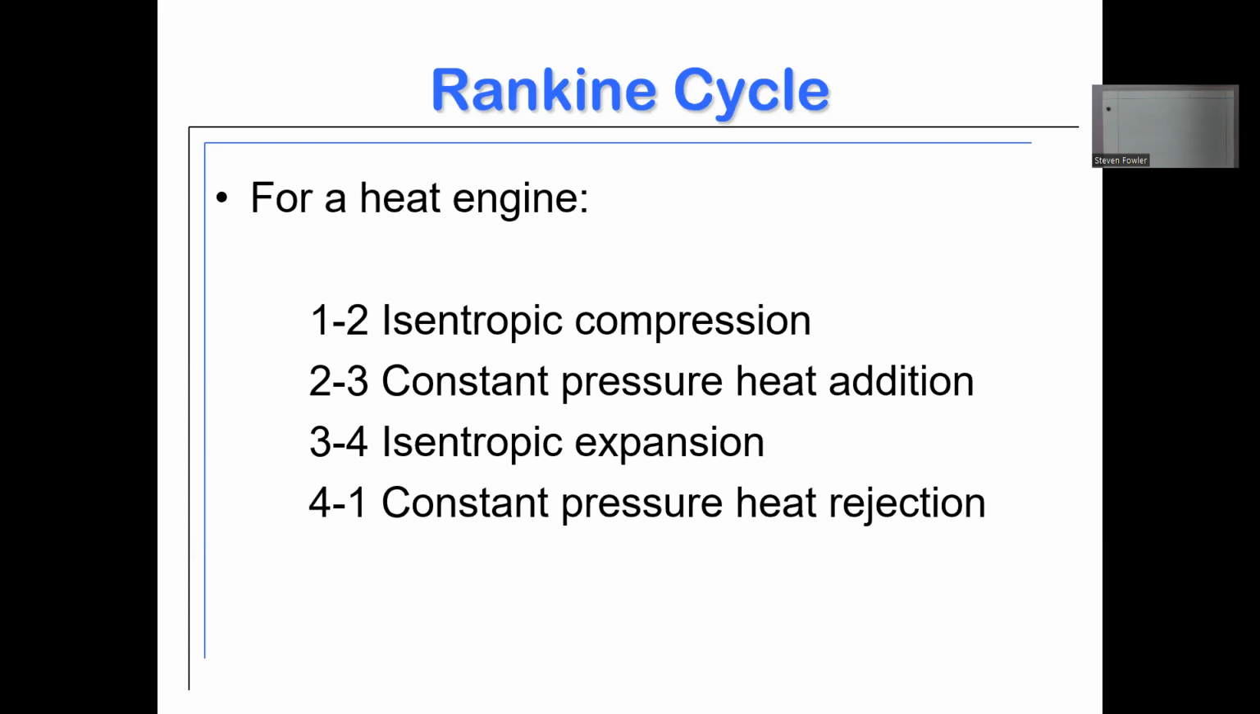So isentropic compression from 1 to 2. We're going to add heat at a constant pressure from 2 to 3. Then we do an isentropic expansion, so adiabatic, and because all these are reversible, it's adiabatic and reversible from 3 to 4, so it's isentropic from 3 to 4. And then the constant pressure heat rejection.